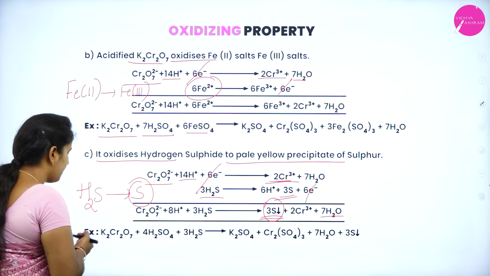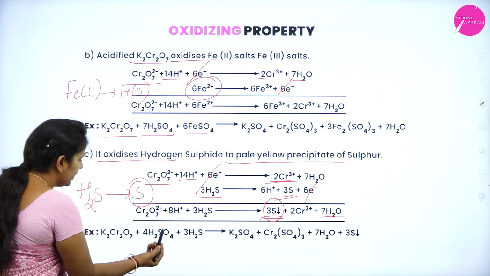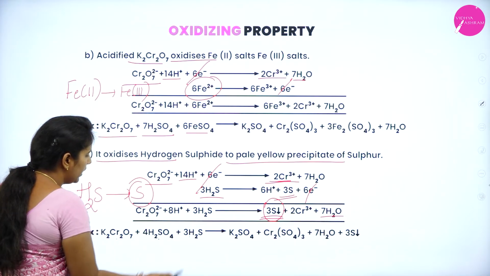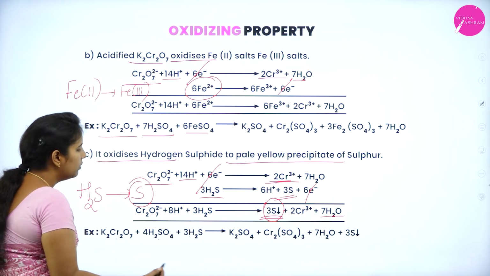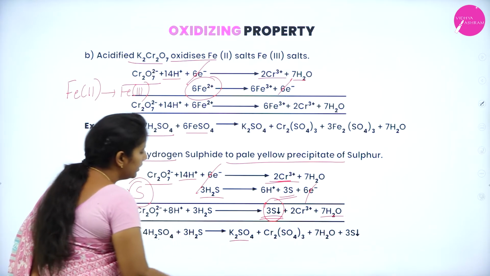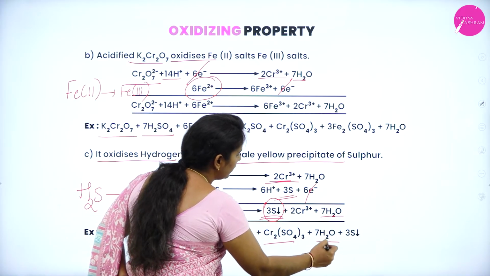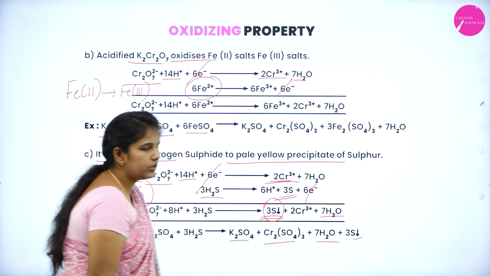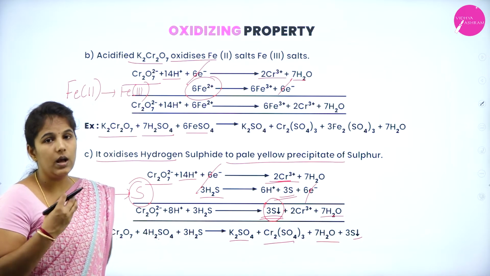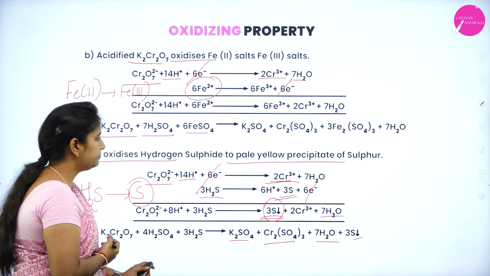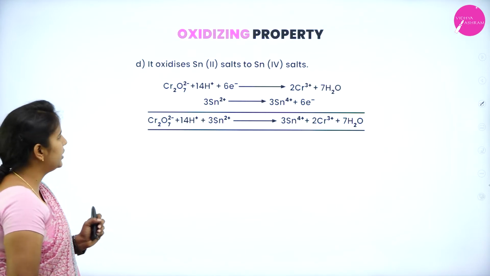We have the example for this, potassium dichromate reacting with H2SO4 as well as with the H2S gas. What does it happen? It forms what? Potassium sulfate with the chromium sulfate along with the formation of water, and also you can see that sulfur will be precipitated out. We have a last reaction, okay?